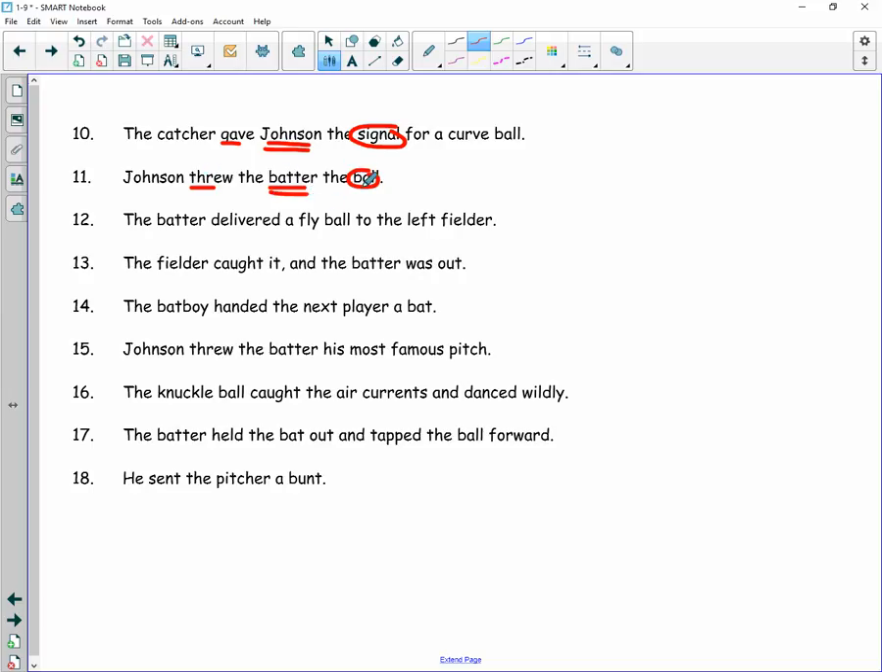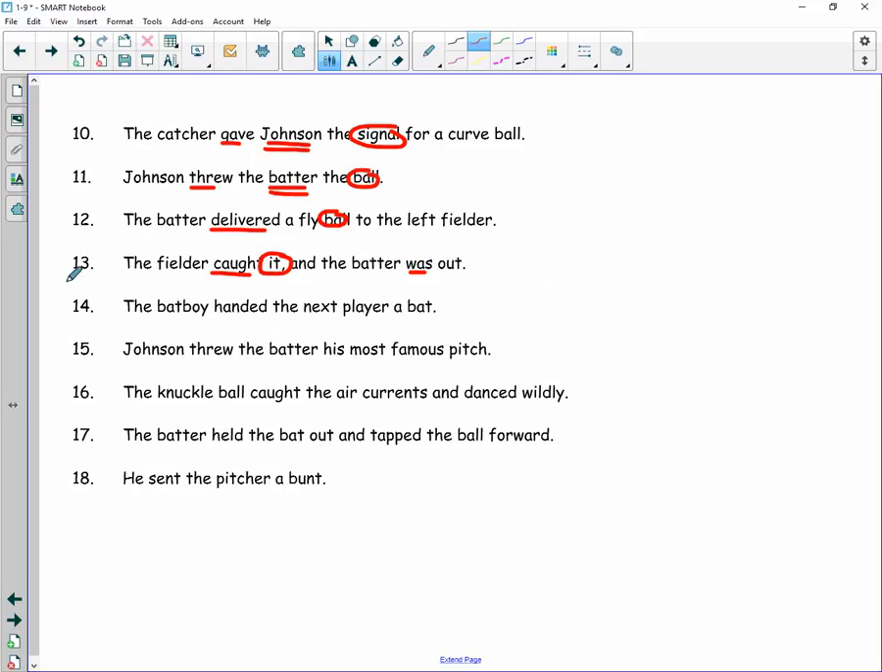The batter delivered a fly ball to the left fielder. Delivered what? Fly ball. Now, in this case, to the left fielder is not an indirect object. If it would say the batter delivered the left fielder a fly ball, then it would be an indirect object. But since it's to the left fielder, that's a prepositional phrase. The fielder caught it, the batter was out. The fielder caught what? Caught it. Was is a linking verb.